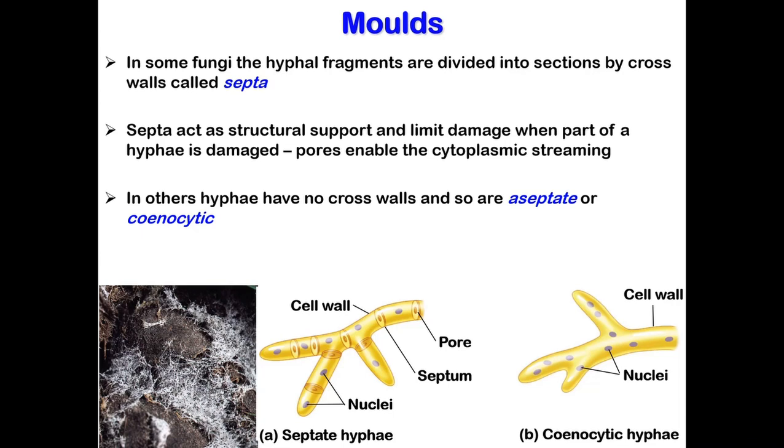The hyphae in some fungi, however, such as bread molds, are not separated by septa. Instead, they are formed by large cells containing many nuclei. And this arrangement is described as coenocytic hyphae. So these coenocytic hyphae have no septa, so no cross wall.